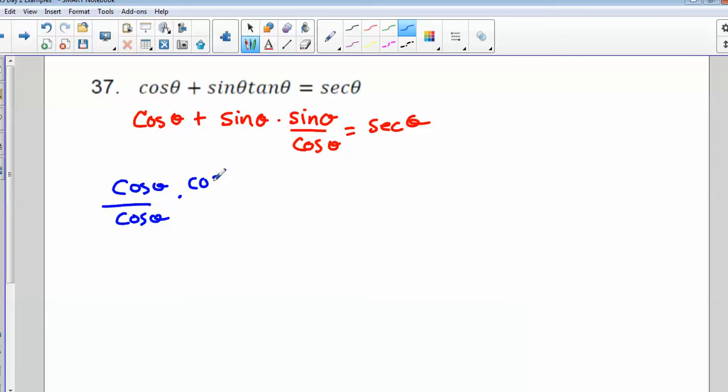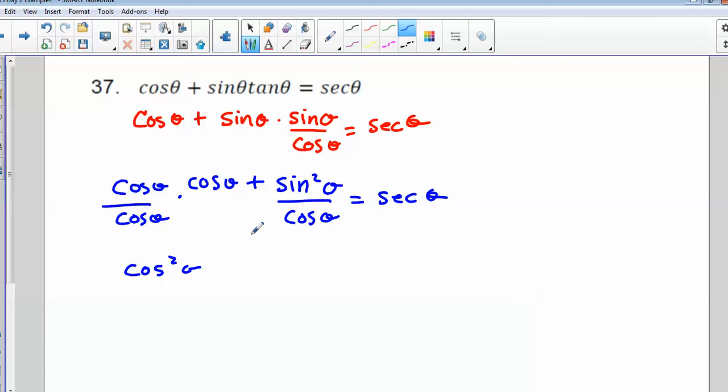times the cosine theta plus, we already said sine times sine is going to be sine squared over cosine theta. So cosine times cosine is cosine squared. And I have a common denominator, so I can combine those. Cosine squared plus sine squared over, and the common denominator is cosine.